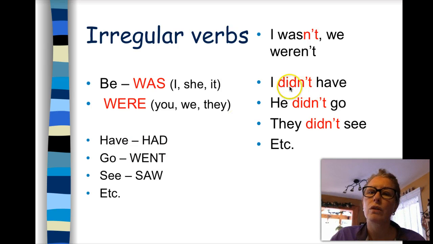For all the other verbs in English, you follow the same rule as if your verb is regular or irregular. You make your auxiliary into a negative. I didn't have. Or here I said he went. He didn't go. My verb comes back here to the base form. They saw. They didn't see.